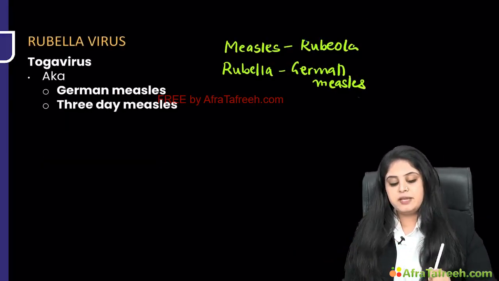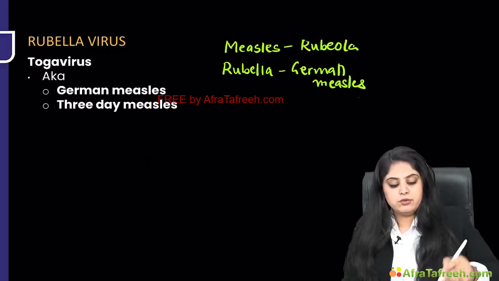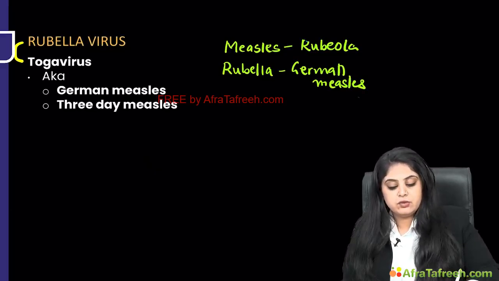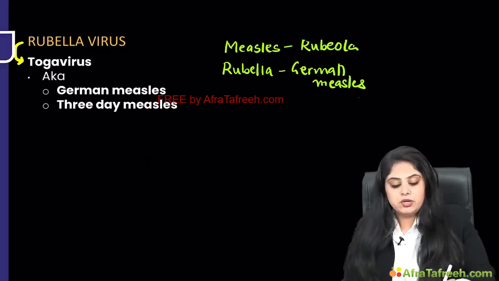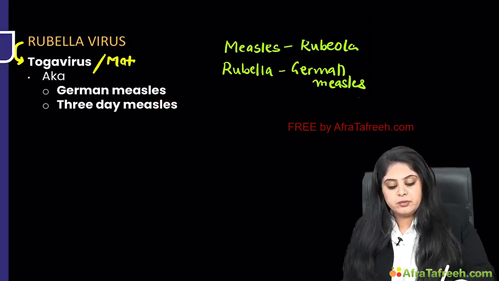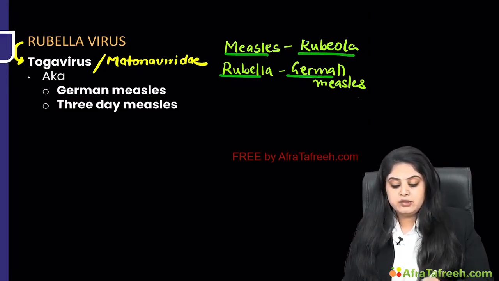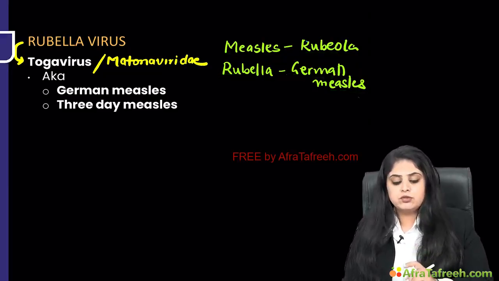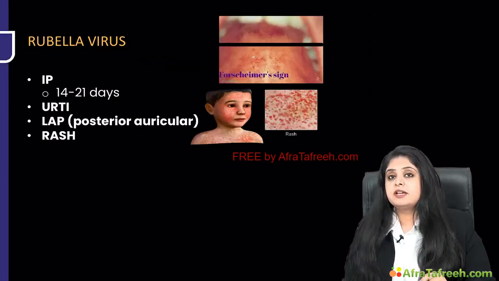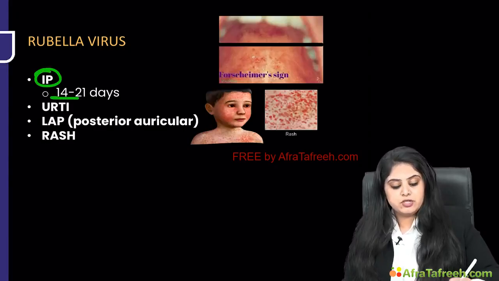So let me teach you rubella, and I think I have already told you, rubella was earlier in the Togaviridae family, but now it is said to belong to the Matonaviridae family. I think this information I have also given you, that measles is known as rubeola, rubella is known as German measles. I think I have also told you the spots. So if we study rubella, firstly, what is the incubation period?